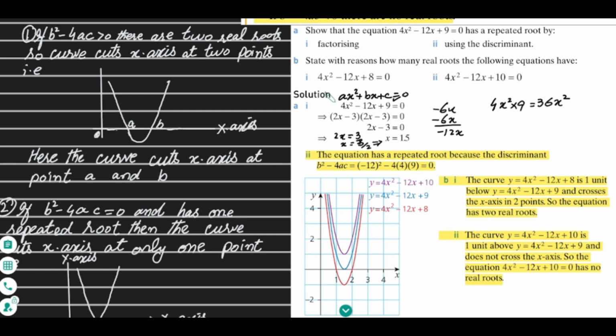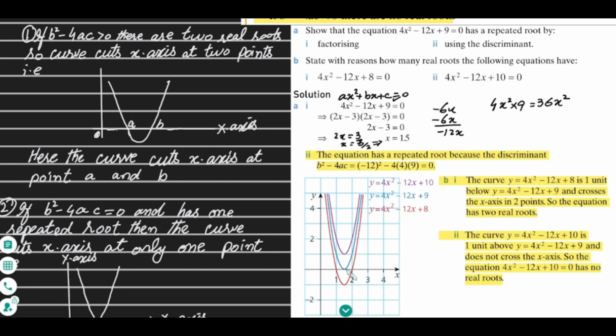So we see part B. State with reasons how many real roots the following equations have. The first one is 4x square minus 12x plus 8 equals 0, and the second one is 4x square minus 12x plus 10 equals 0. We can see for part B, the equation 4x square minus 12x plus 10 is in purple color and its curve is shown here in purple. And the equation written in blue, 4x square minus 12x plus 9, has its curve shown in blue in the center.